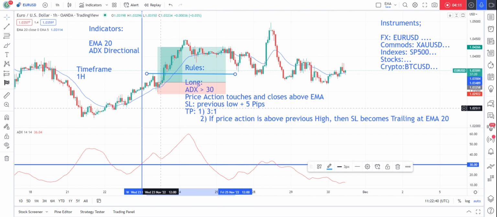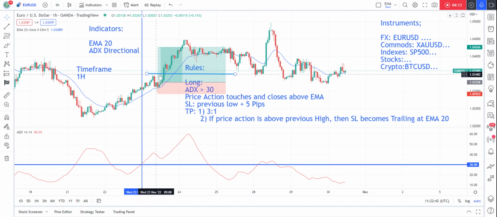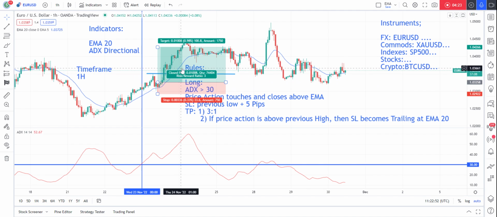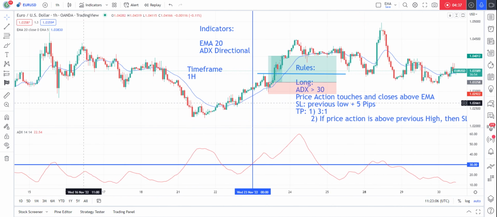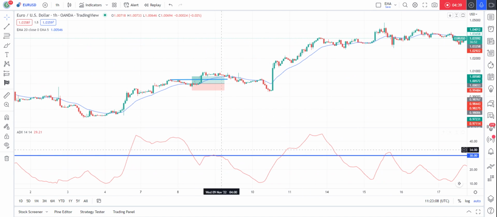However, if it goes above the previous high, which it does, then the stop loss becomes a trailing stop at EMA 20. What that means is that this will become your stop loss. So where does it touch EMA 20 here? It actually does a 2.24 to 1 risk reward ratio where it takes the profit because it went above the previous high. Let's take another example.